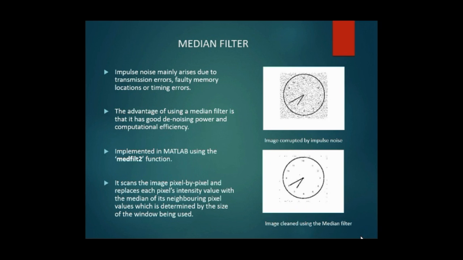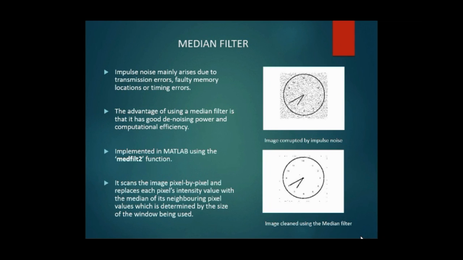The reason why I chose to use a median filter is that it has good denoising power and computational efficiency. However, some notable drawbacks of this filter are that if the noise level is higher than 50%, then this filter tends to lose details of the image. Besides this, when the noise level is very high, a larger window leads to unnecessary blurring, while a smaller window may produce insufficient filtering. In MATLAB, the median filter can be realized using the medfilt2 function.